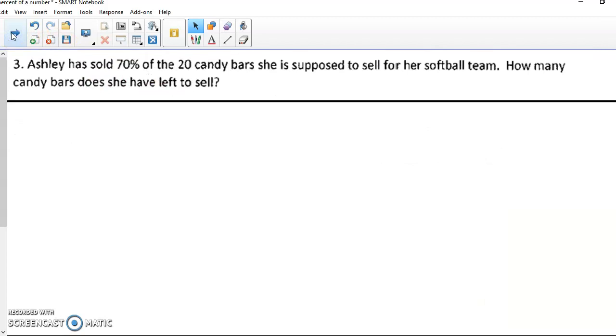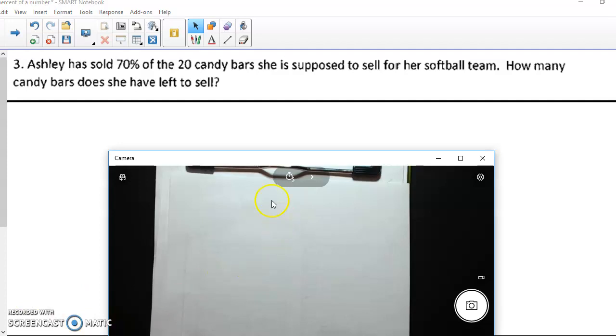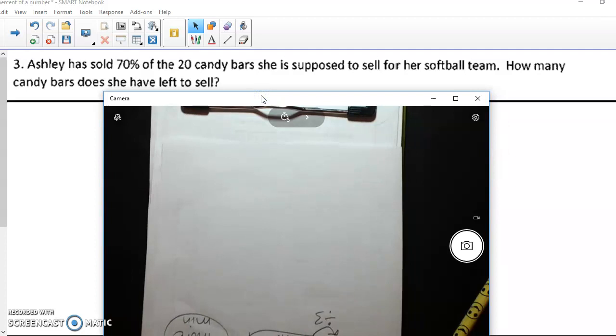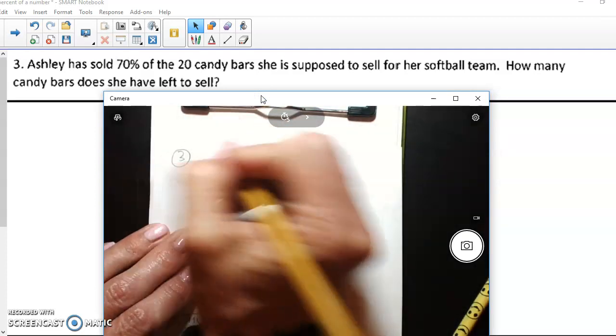All right, number 3. Ashley has a total of 70% of the 20 candy bars she's supposed to sell for her softball team. How many candy bars does she have left to sell? So this is number 3. Let me get my camera back up so you can see and move it up a little bit. Okay. All right, so Ashley, she has number 3.